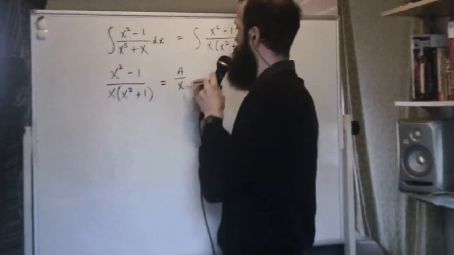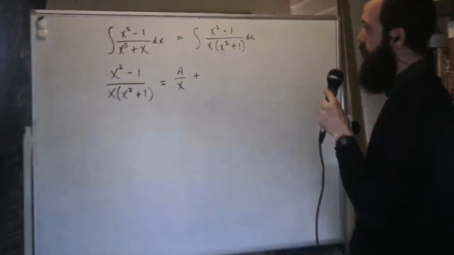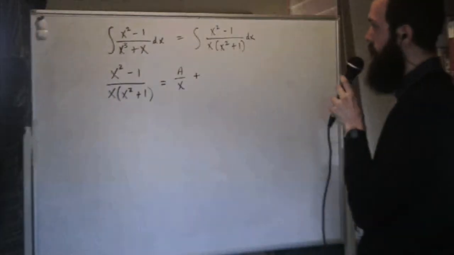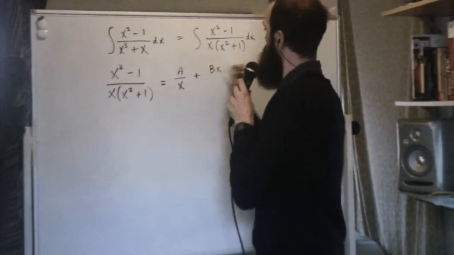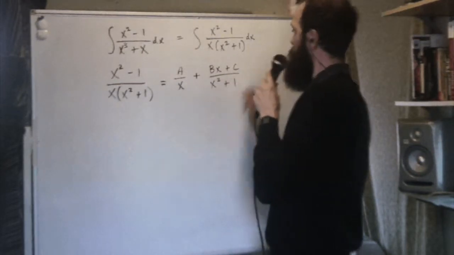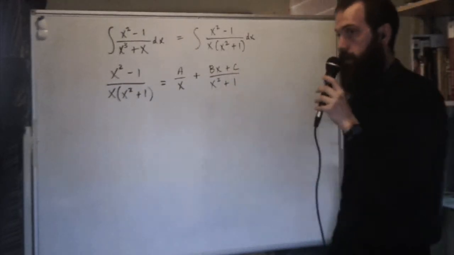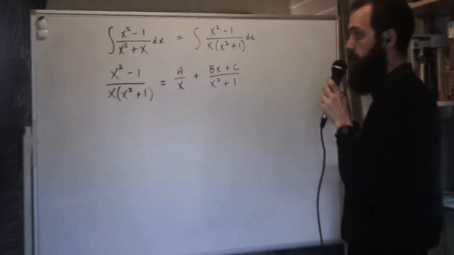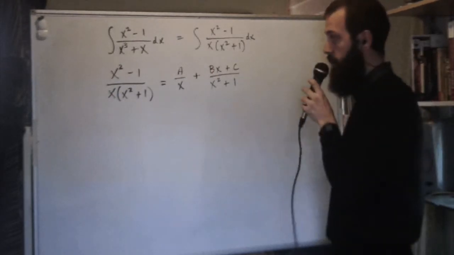So, when we evaluate the fraction, a over x, easy enough for that single factor of x. But for this quadratic, the variables we'll use are bx plus c over x squared plus 1, so that numerator has a factor of x with a degree 1 less than our denominator. And that's the case with any quadratic function left in our denominator. From here, we'll evaluate it similarly.